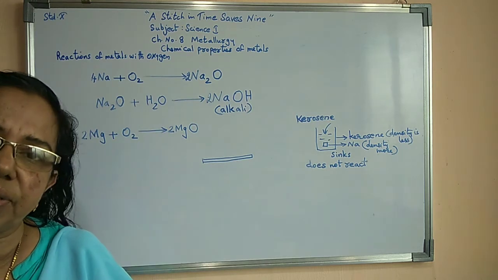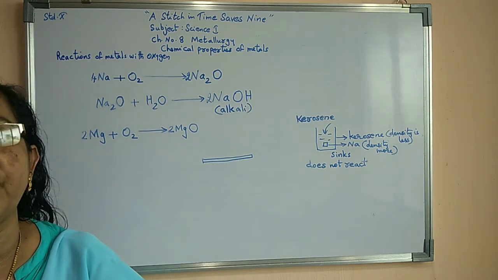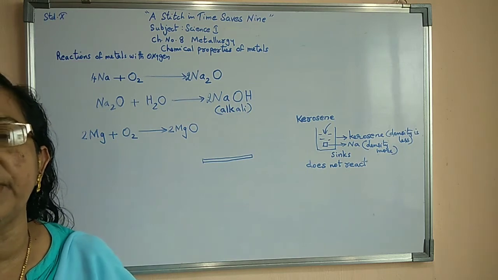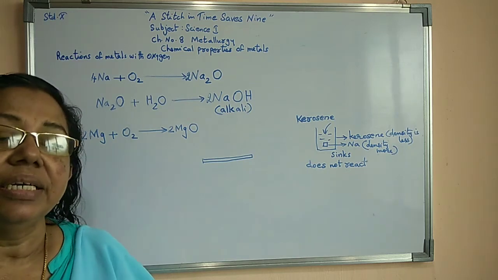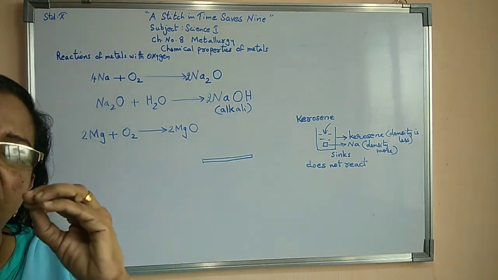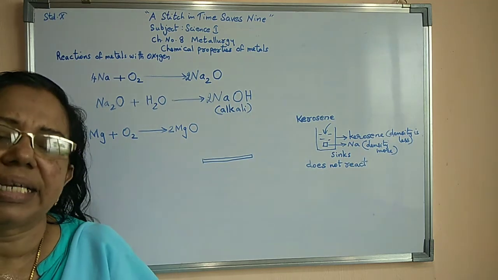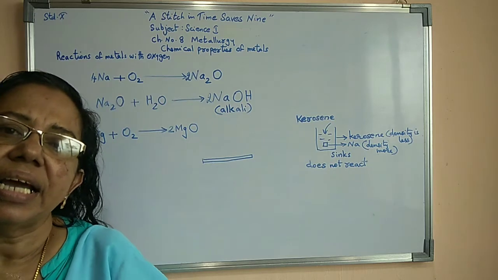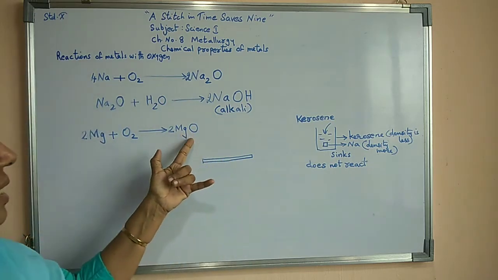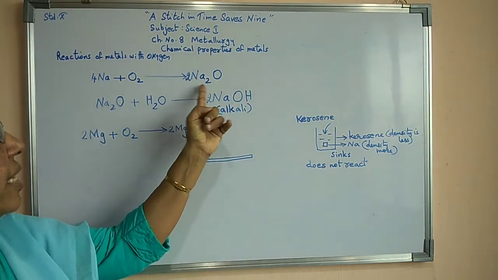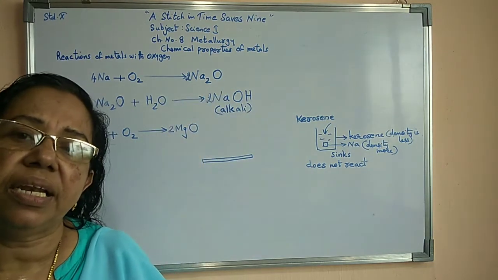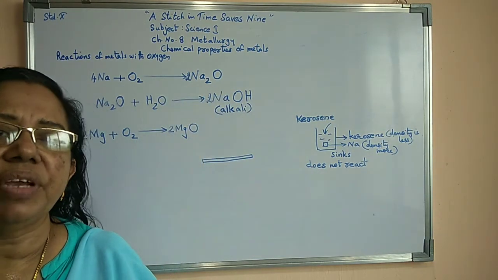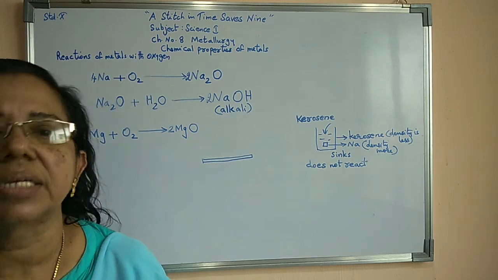Now we will study that magnesium oxide can dissolve in water, as well as react with water. As a result of it, magnesium hydroxide is forming. Again it is an alkali. So we can say that if the oxide of a metal can dissolve in water, then that is an alkali. Here magnesium oxide and sodium oxide, both of them can dissolve in water. So we can call them alkalis.